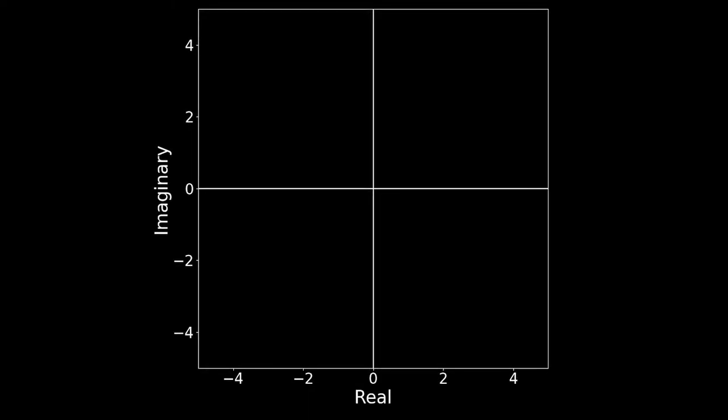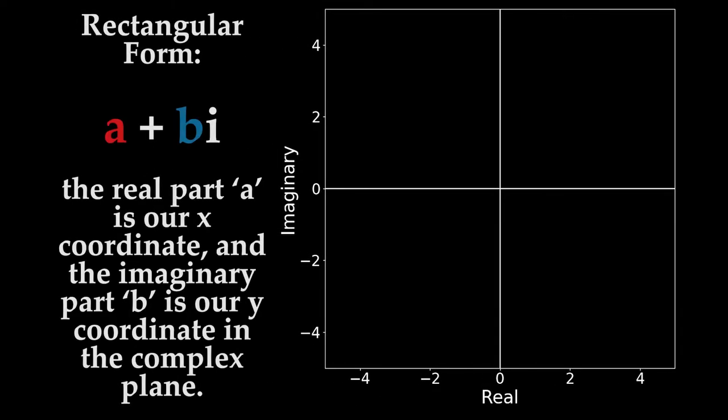One way to represent a complex number is using rectangular form, also called standard form. Here we have a graph representing the complex plane, which contains all the complex numbers. On this graph of the complex plane, the real part of each complex number is determined by its horizontal coordinate. The imaginary part of each complex number is determined by its vertical coordinate.